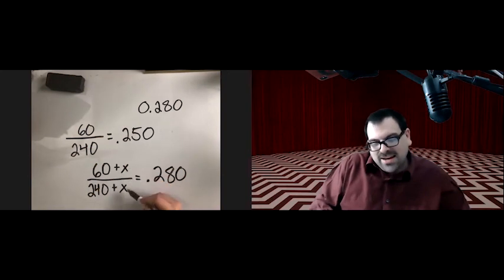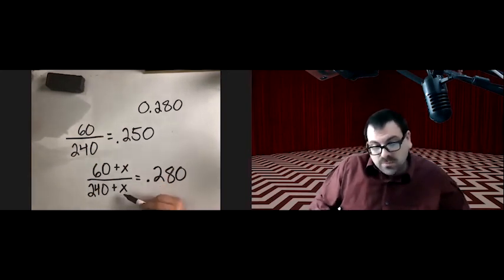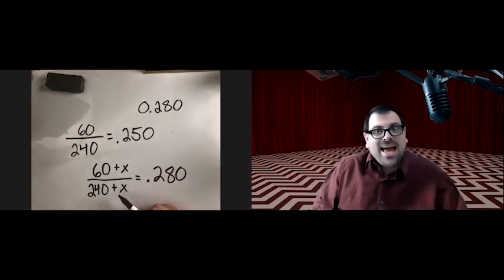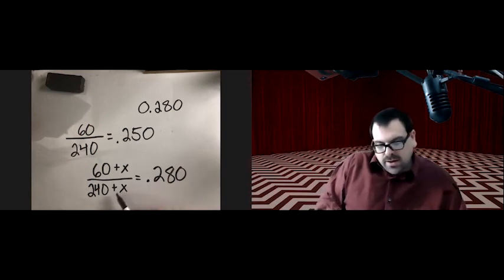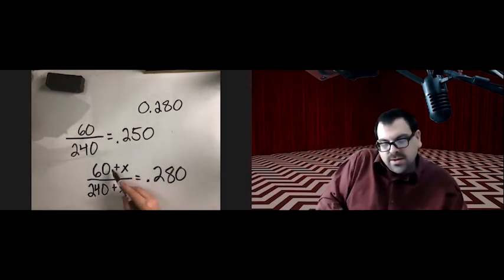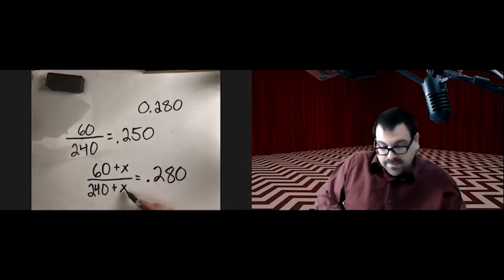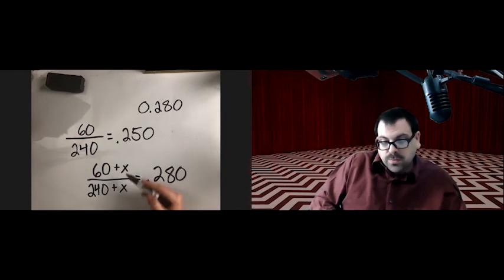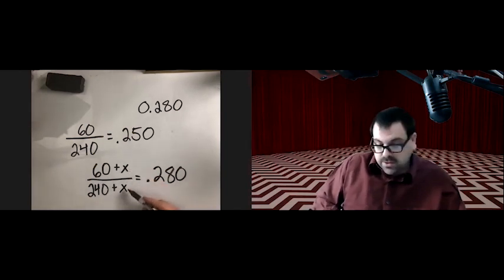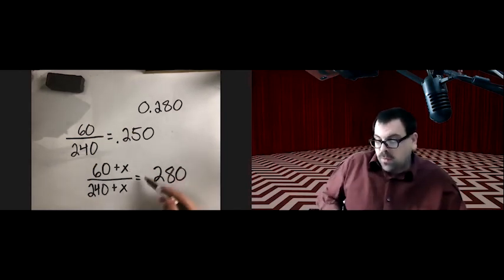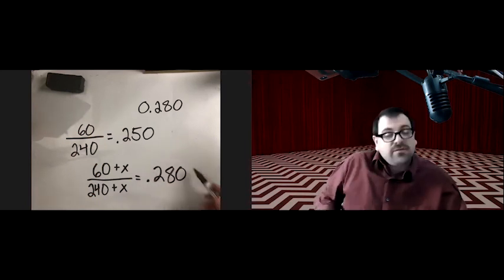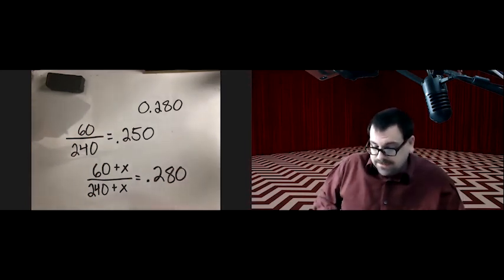The reason we would add x to the top and the bottom is because if he only had hits from now on, those hits, those successful at-bats would also be total at-bats. So we would add that number to the top and the bottom, and we would want the batting average to work out to 0.280.